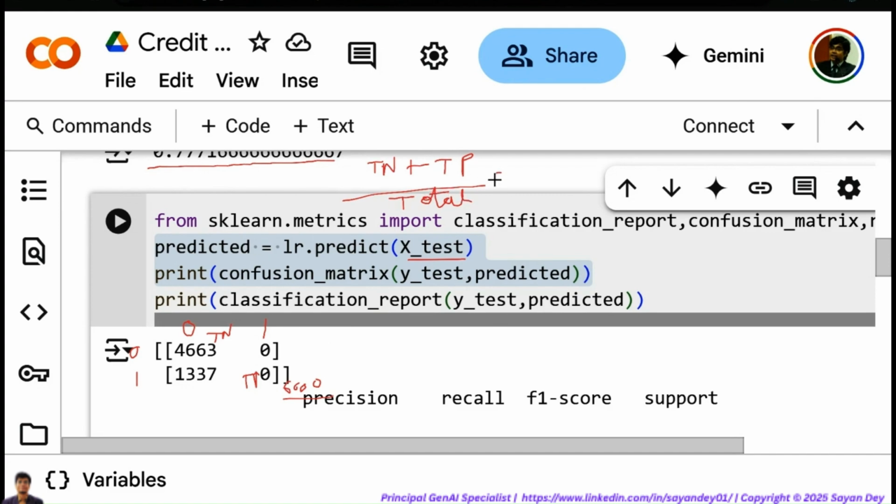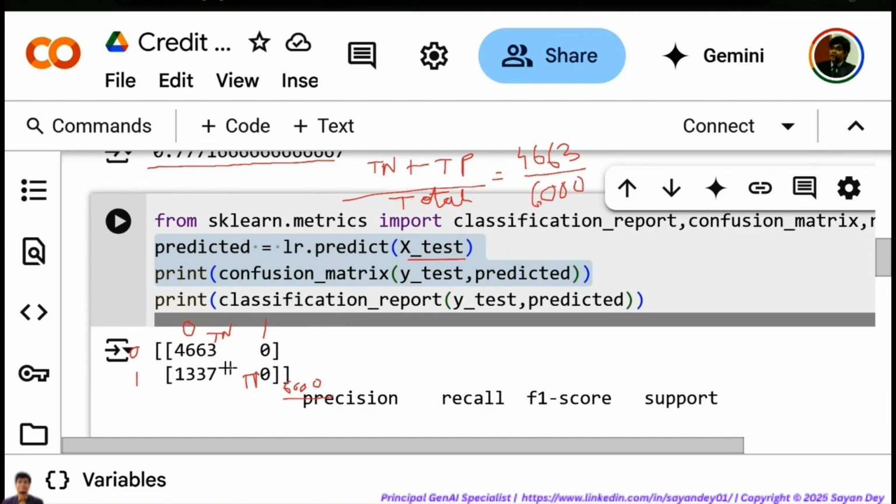So if you do the maths right now, this is 4663. You can please open up your calculator and do the maths. You see 4663 by 6000. If you do this computation, you will get a figure which is exactly equal to 77.77%. That is how the accuracies are coming.